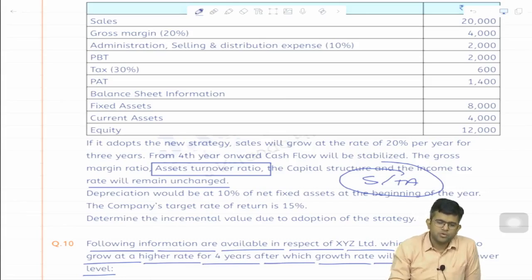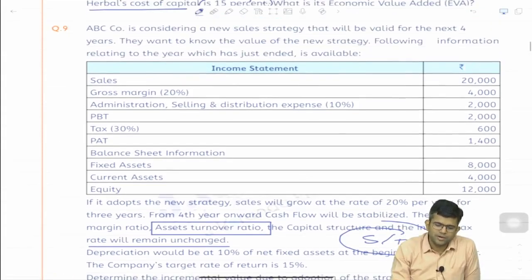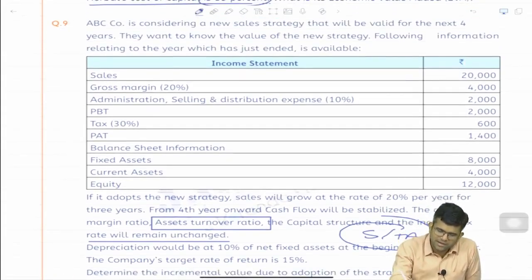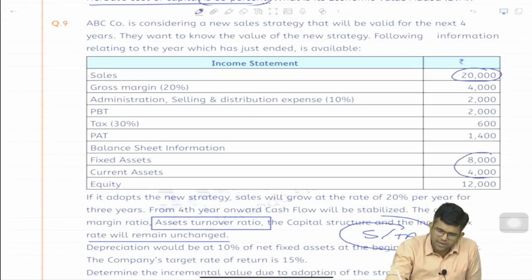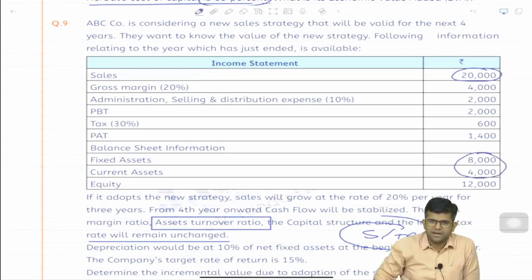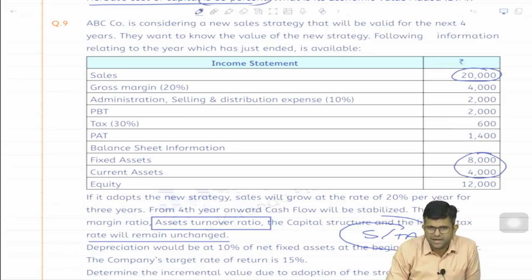Okay. So what is my current asset turnover ratio? Can I say the current asset turnover ratio is 20 divided by 12? Everybody clear? 20 divided by 12. This is my current asset turnover. Asset is basically including both. Everyone, are you able to understand? Asset is including both.